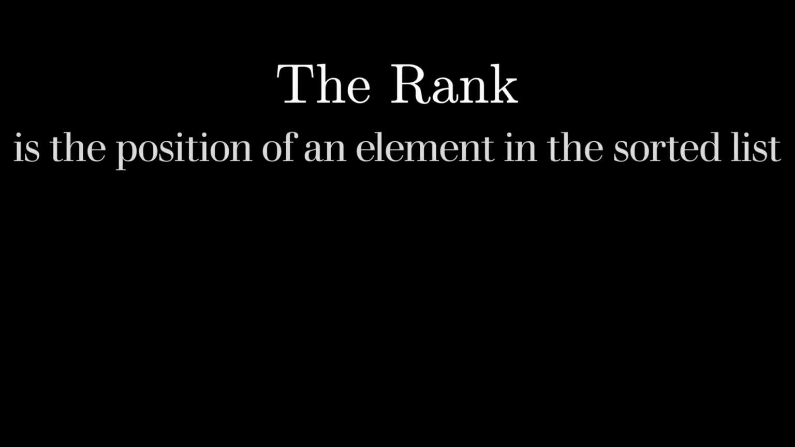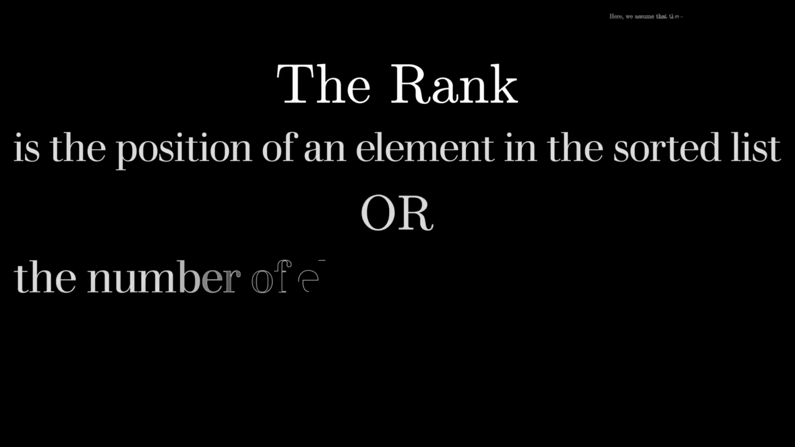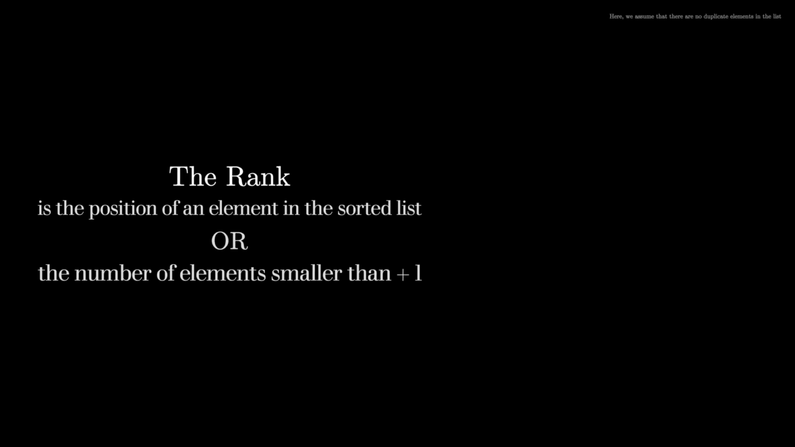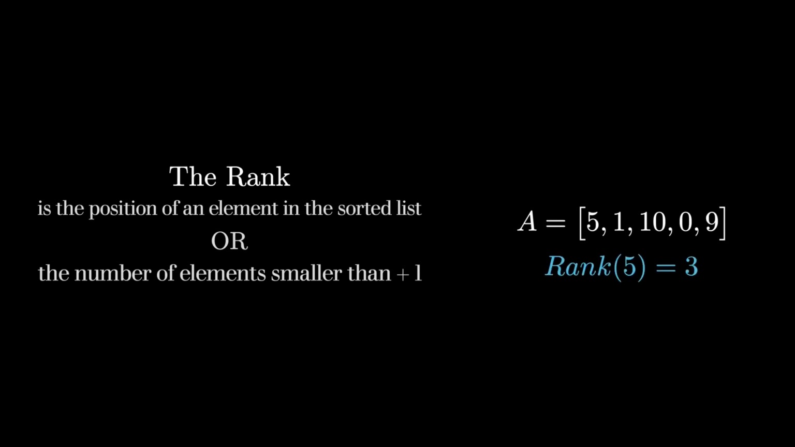The rank of an element is the position of that element in the sorted list. Or, more importantly for us today, it's the number of smaller elements plus 1. So for example, in this list A, the rank of 5 is 3 because there are 2 elements smaller than 5. The rank of 1 is 2 because there is only 1 element smaller than 1. Similarly, the rank of 10 is 5.